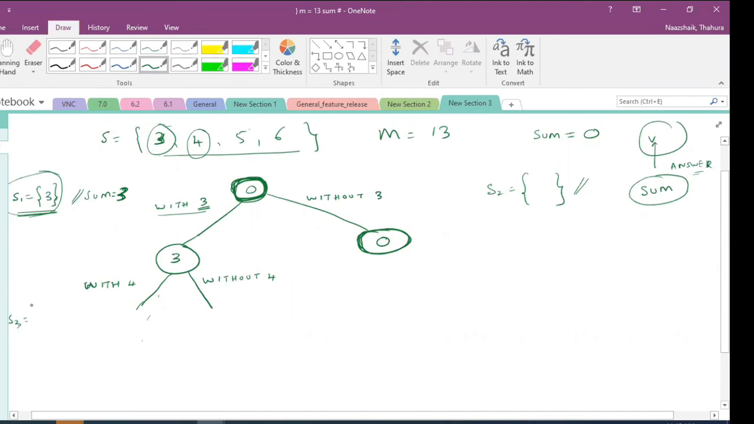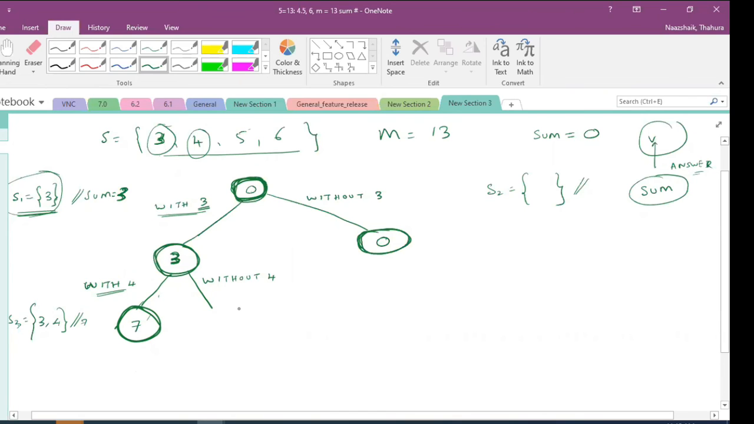If you build with 4, your subset is now containing 3 and it is also containing 4. So what will be the sum for this subset? 7. Right. Instead of going back and tracking, just look at the parent and add to that parent. You already know the parent has value 3, so just add 3 plus 4, 7. This subset is having 7.